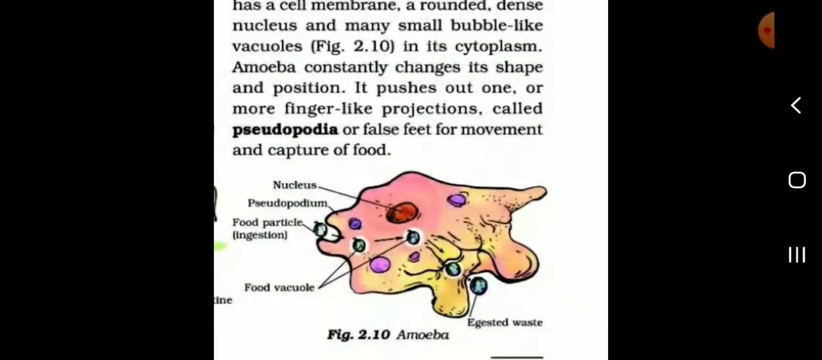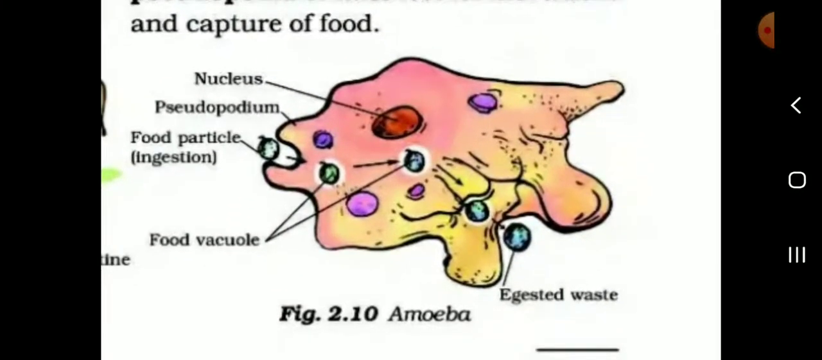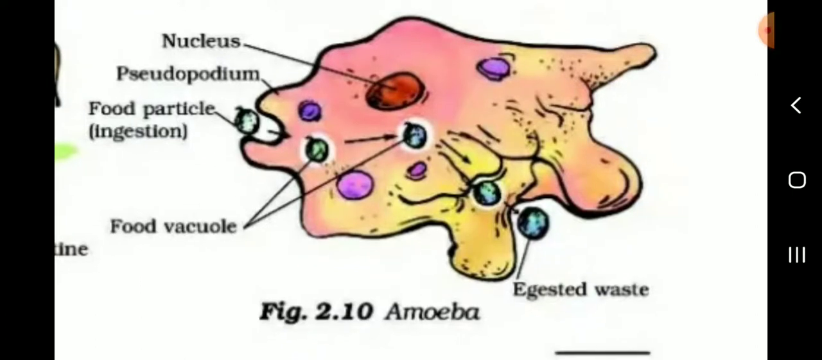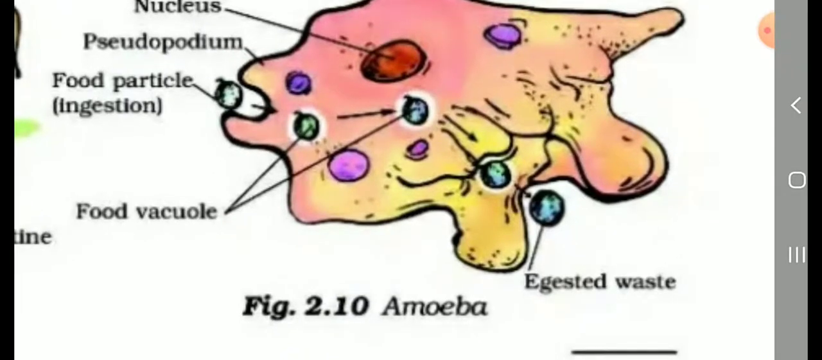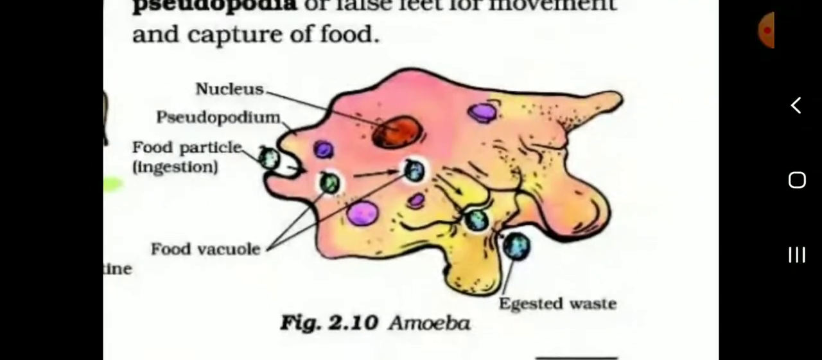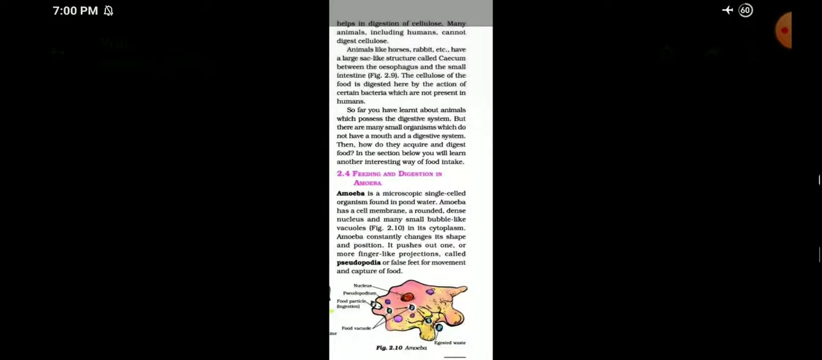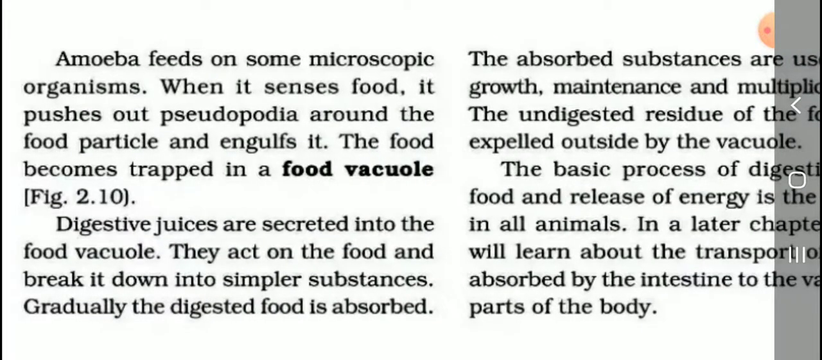See the picture, students. This is an amoeba. Structure of amoeba. All of you see the picture. This one is the nucleus, pseudopodium, food particle. Food particles, the main function is ingestion of food. Then next, egestion of waste. This one is a food vacuole. The food vacuole is located in the cytoplasm. Okay, listen students. Amoeba feeds on some microscopic organisms.